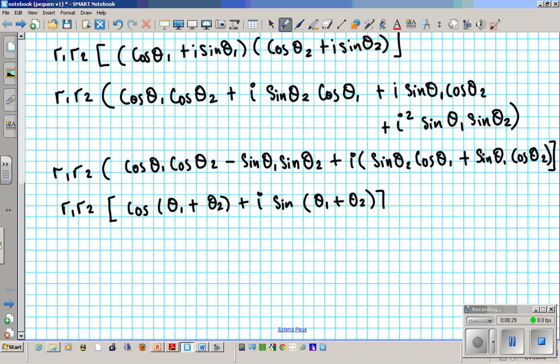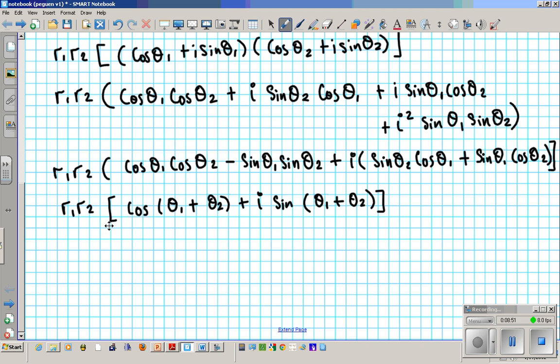Remember, theta 2 plus theta 1 is the same thing as theta 1 plus theta 2. Okay, so I just switched this around, but this is the sum of the angles, right? Addition is symmetric, so it doesn't matter which order I put it. So theta 1 plus theta 2 or theta 2 plus theta 1. It doesn't make any difference. Alright? So this is exactly what we want.